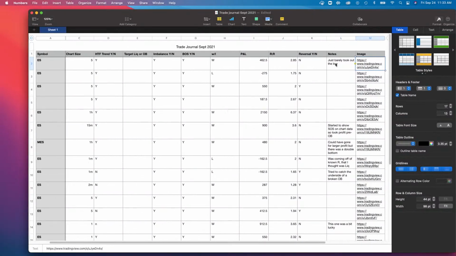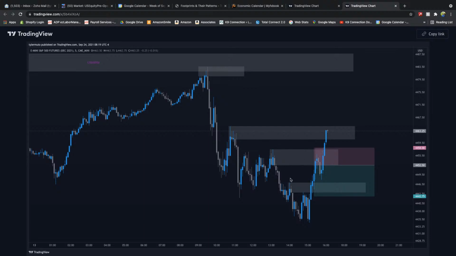I actually put that there, it just barely took out the low. And here's another one, right? This one did not work out. Anyway, I'll just show you a little bit of what I do.